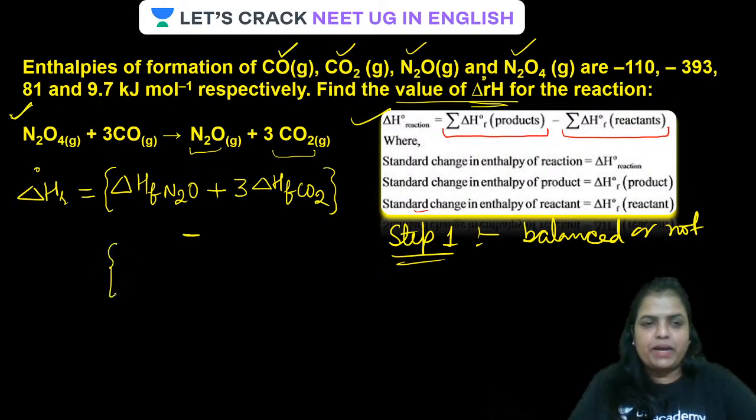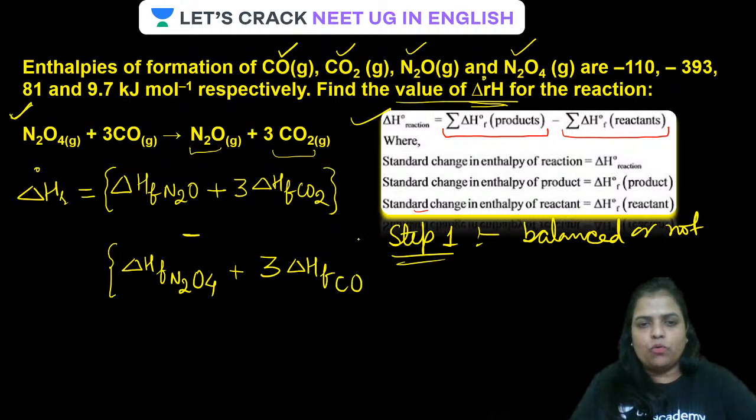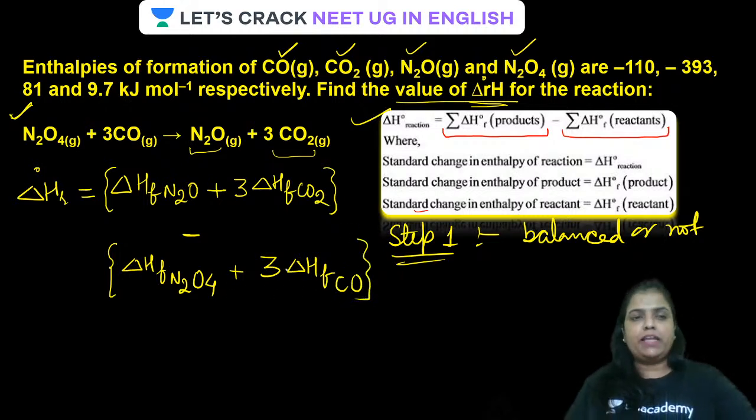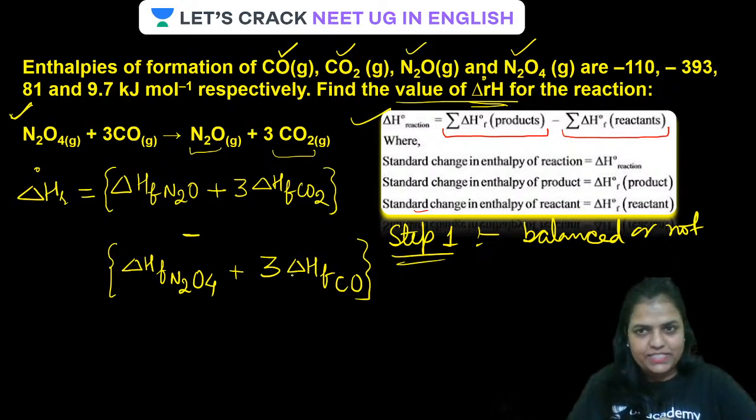Minus, you have to take the enthalpy of formation of N2O4. All done. This is the enthalpy of formation of N2O4. Then you have to multiply 3 into delta HF of CO. What is it, guys? This is because 3 moles of carbon monoxide are reacting over here. So you have to multiply this enthalpy of formation of CO with 3. All clear, guys? All clear.